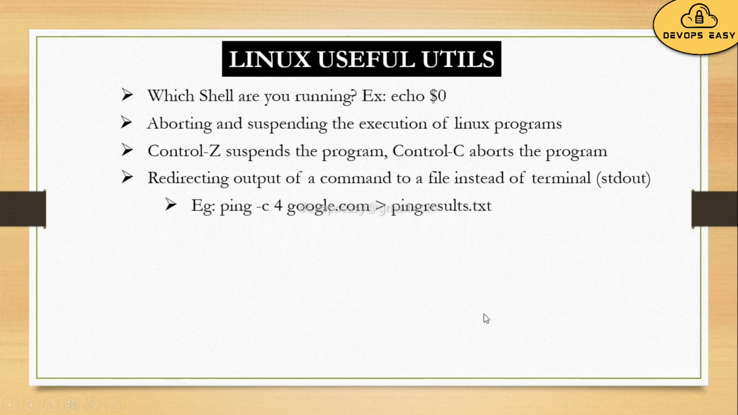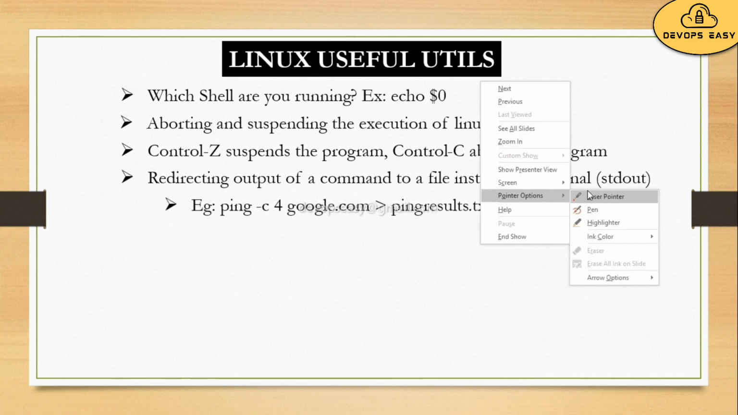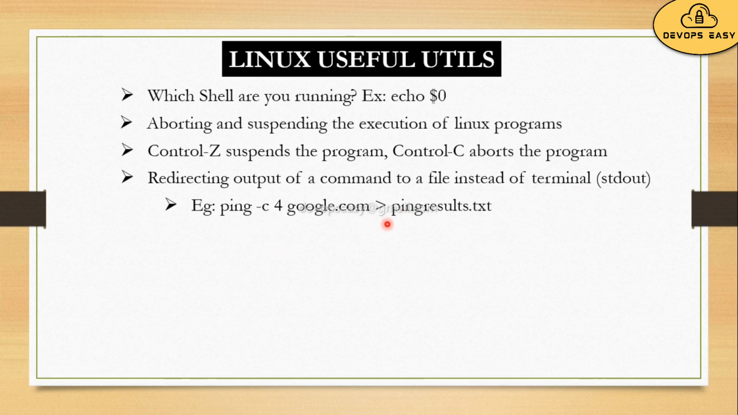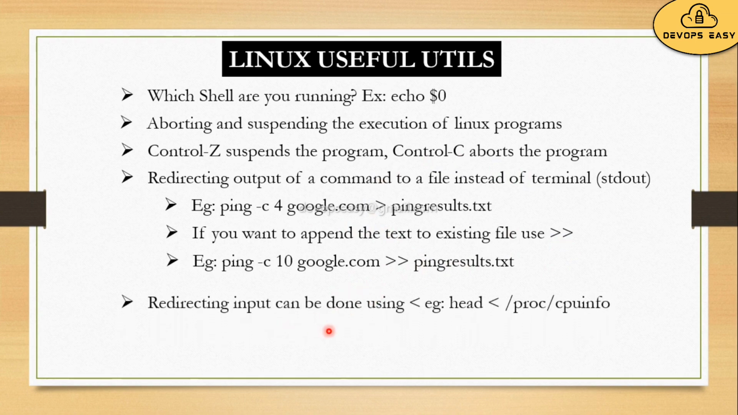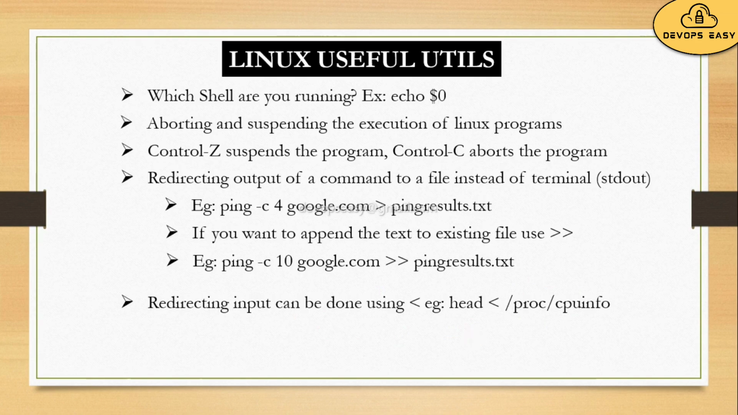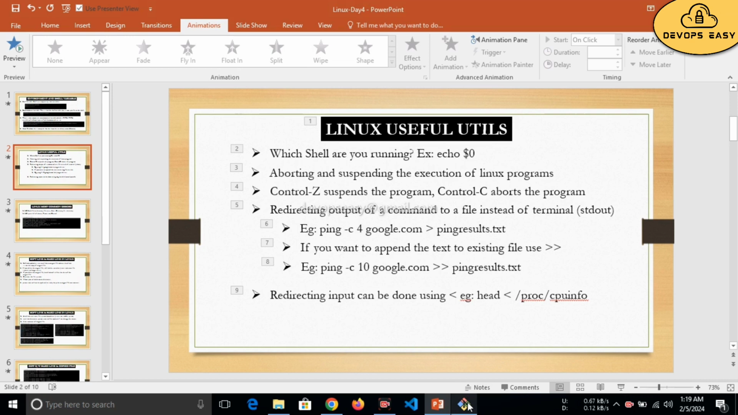You need to give the greater than symbol and the file name. Then automatically whatever output you are getting, that output will be saved in this text file. If you want to append, you can use double greater than. If you want to redirect input as well, you can do that. So now let's try the practical part of this slide.